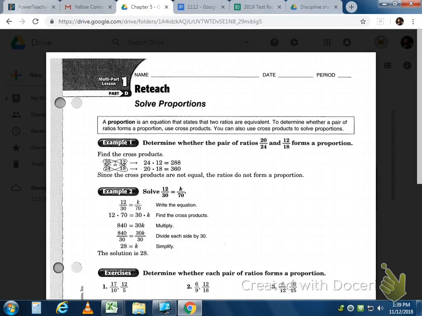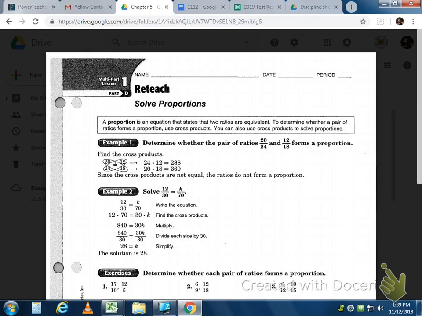Lesson 5.1D, Solve Proportions. So we're going to talk proportions. A proportion is an equation that states that two ratios are equivalent. It's an equation of ratios, one ratio equaling another. To determine whether a pair of ratios form a proportion, use cross products. You can also use cross products to solve proportions.